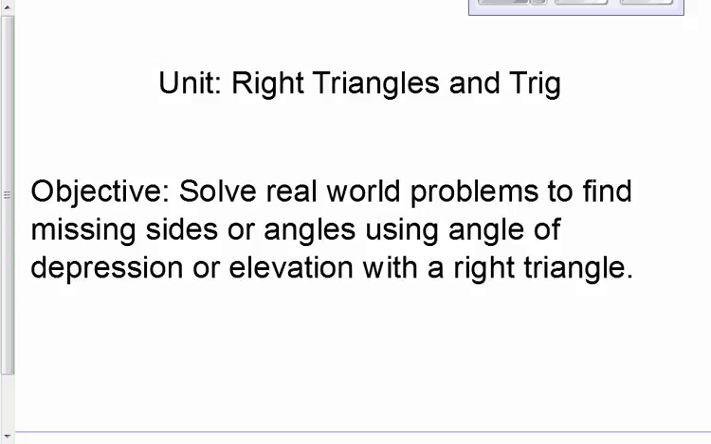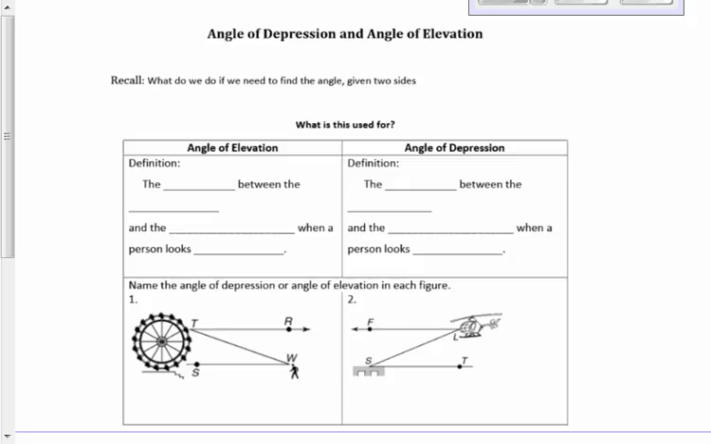You are working in the right triangles and trig unit. By the end of this, you should be able to solve real-world problems to find missing angles or sides using angle of elevation or angle of depression with a right triangle. So let's start talking about angle of depression and angle of elevation.